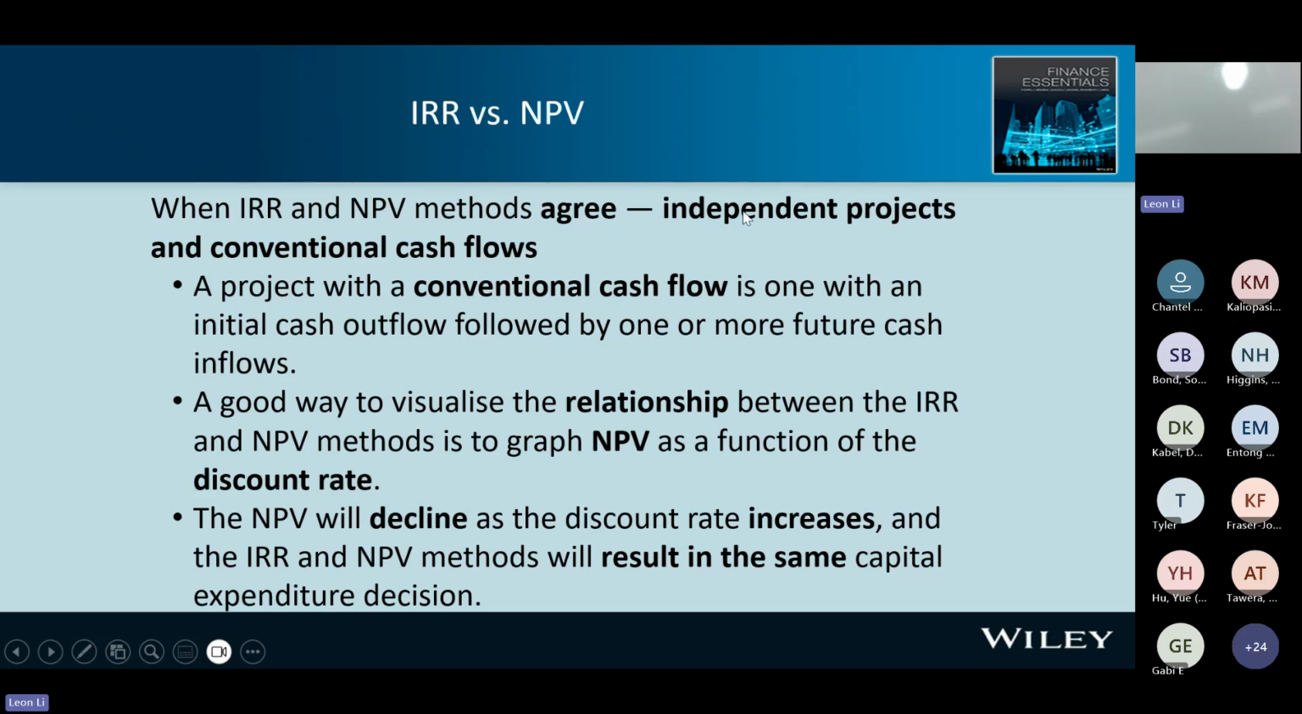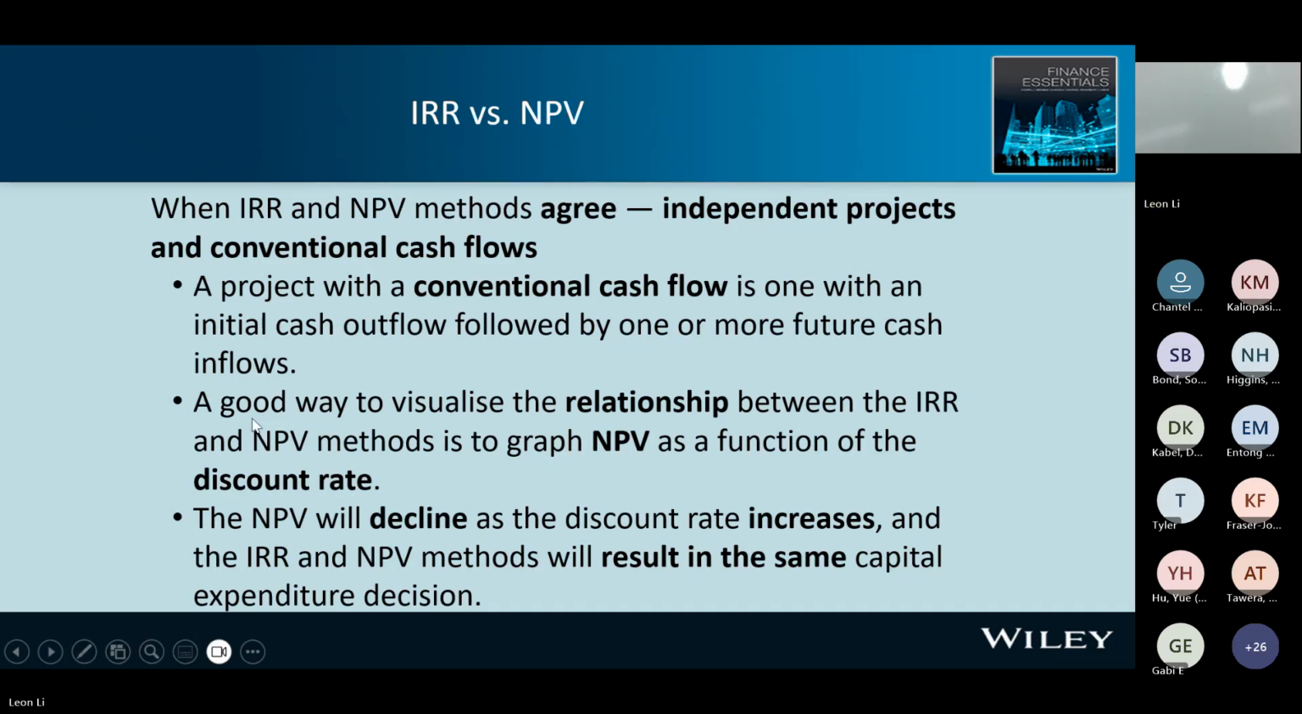So let's consider what's the conventional cash flow. So a project with conventional cash flow is one with an initial cash outflow followed by one or more future cash inflow. Right? So this is a conventional, or you can say traditional, right? So usually we have negative cash flow at year 0, followed with positive cash flow by year 1, year 2 to year end. This is a conventional cash flow, right?